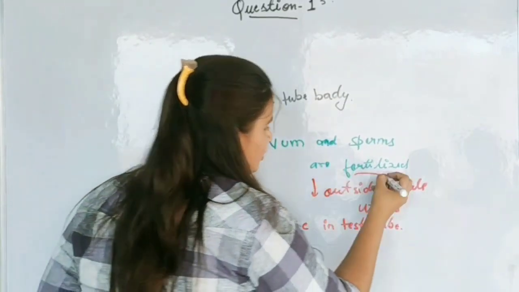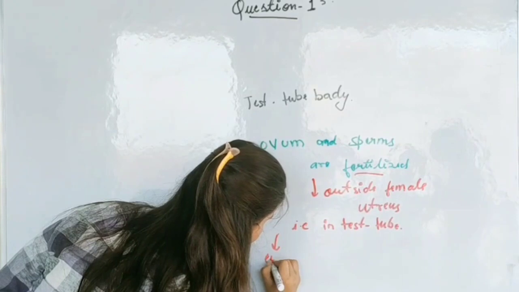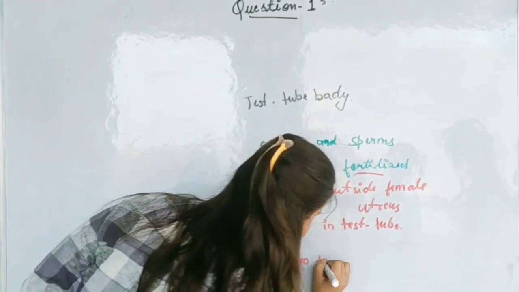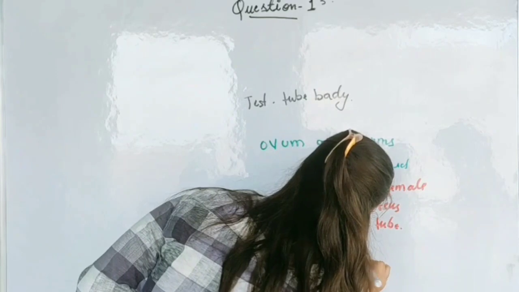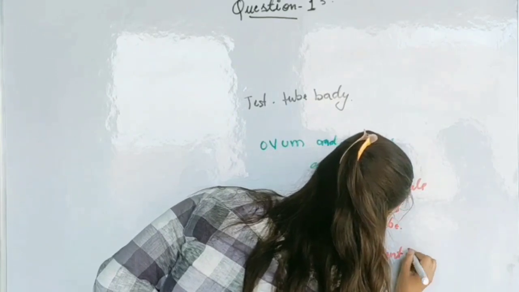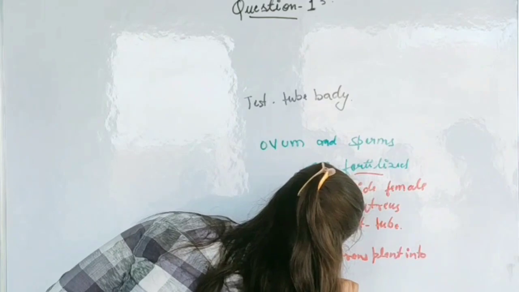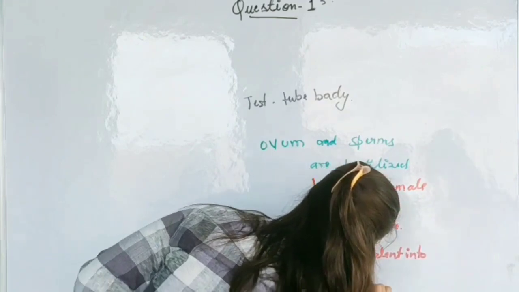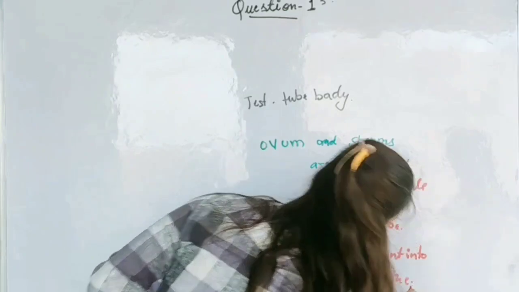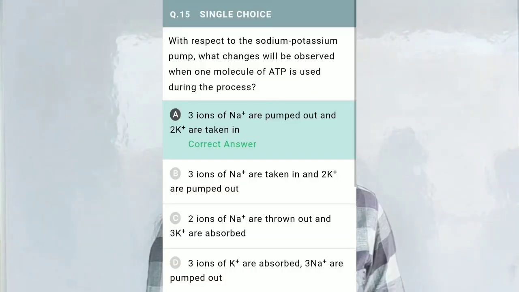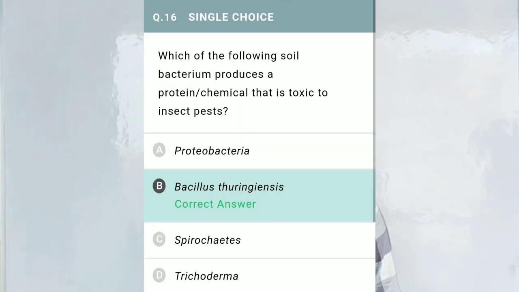So after the fertilization, the embryo is transplanted into the uterus of mother. Now, with respect to the sodium potassium pump, changes will be observed when one molecule of ATP is used during the process. So the correct option is when 3 ions of Na positive are pumped out and 2 K positive are taken in. Now move to next question, question number 16.